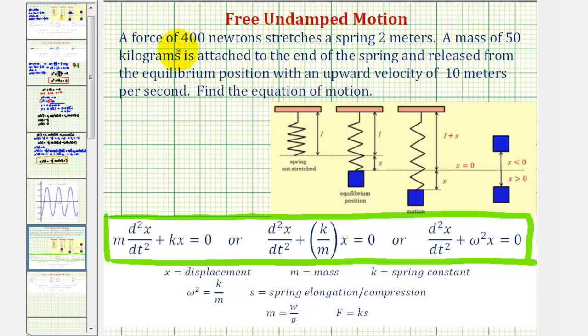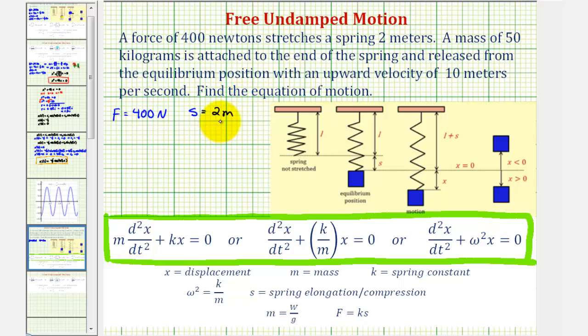We're first told a force of 400 newtons stretches a spring 2 meters, which means when F equals 400 newtons, if the spring is stretched 2 meters, we think of this square here as having a force of 400 newtons. The spring is stretched 2 meters, and therefore S, the spring elongation, is 2 meters.